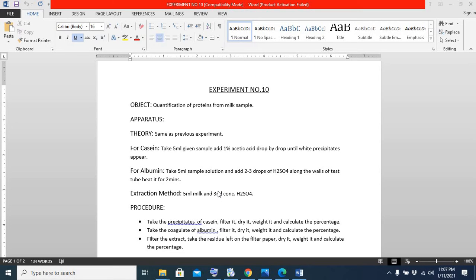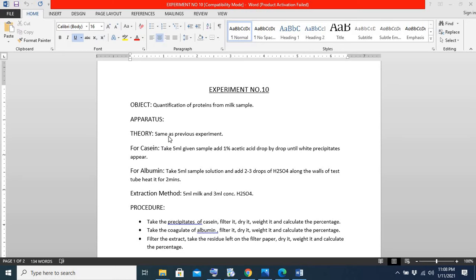What type of protein are we going to quantify in the milk? We are going to quantify two proteins from the milk: one is casein and the other is albumin. So what do we have to do to separate these two proteins from the milk?